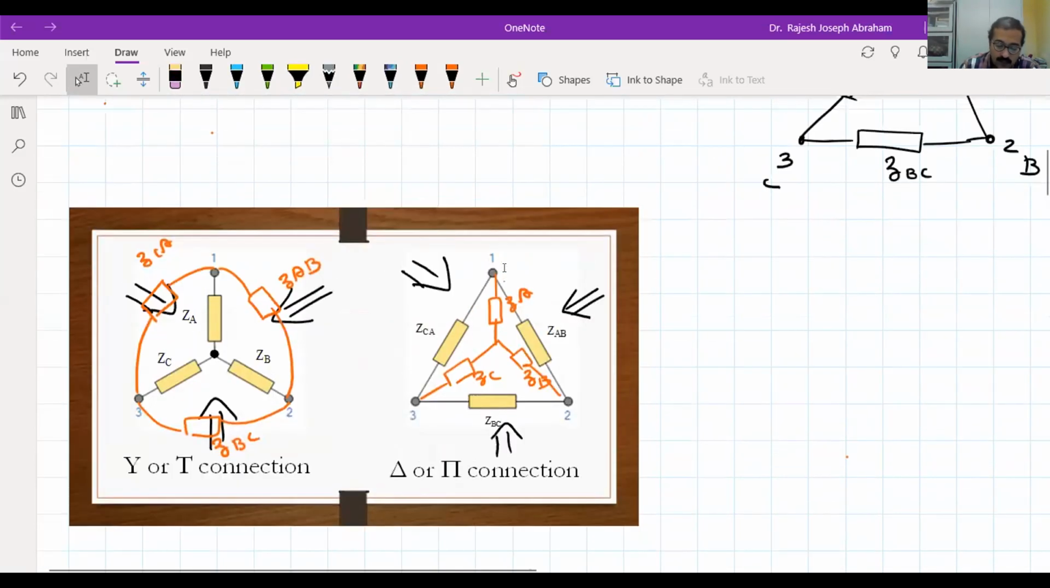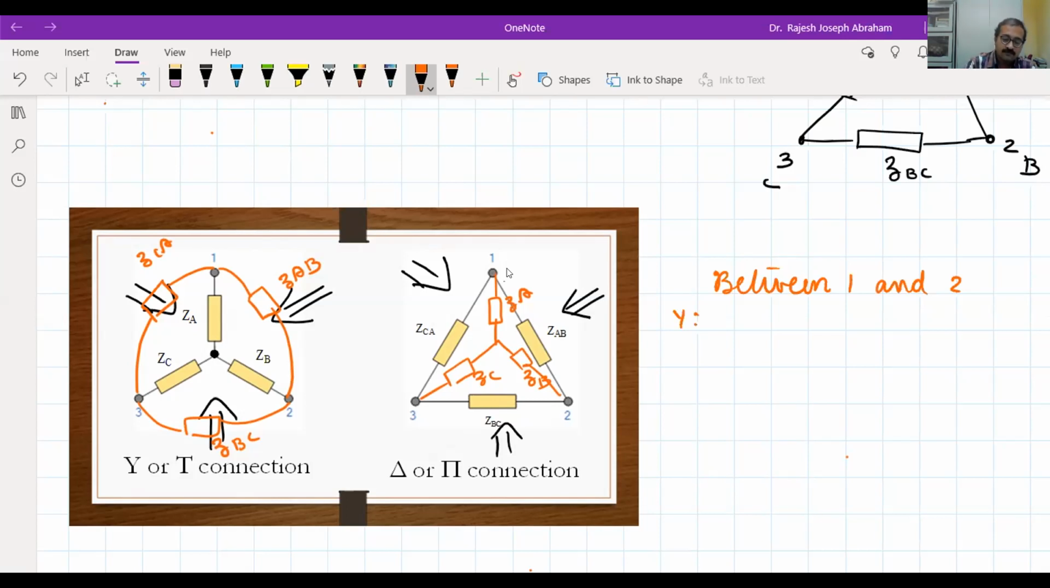So what is the impedance seen between points 1 and 2 in star? In star, what do you get? Between 1 and 2, how will you find the equivalent impedance? Equivalent impedance is offered only to the flow of a current. So to find the equivalent impedance between 1 and 2, you assume that a current is flowing at terminal 1 and is leaving at terminal 2. So what will be the effective impedance? It will be ZA plus ZB.